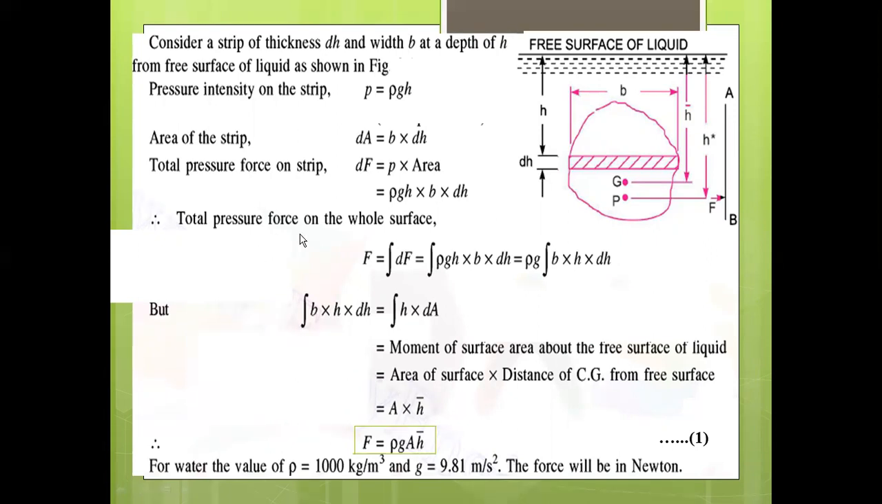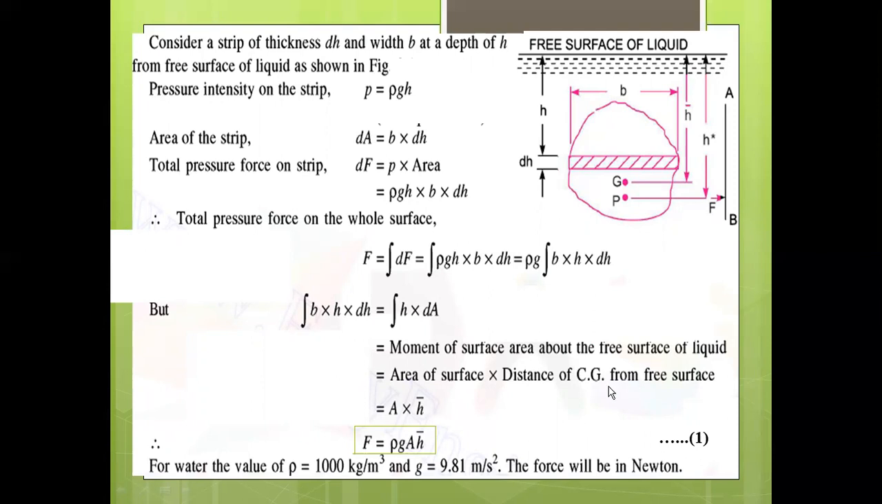Therefore, the total pressure force on the whole surface, F, is equal to the integration of dF, which is equal to the integration of rho g h into b dh, which is equal to rho g into the integration of b h dh. But the integration of b into h into dh is equal to the integration of h into dA, which is equal to the moment of surface area about the free surface of the liquid, that is, the area of the surface into the distance of the center of gravity from the free surface, which is equal to A into h bar.